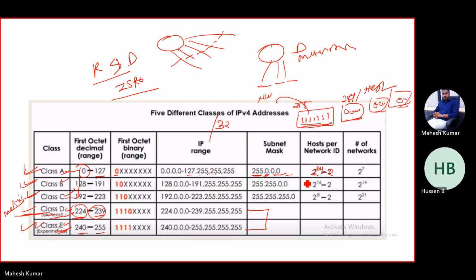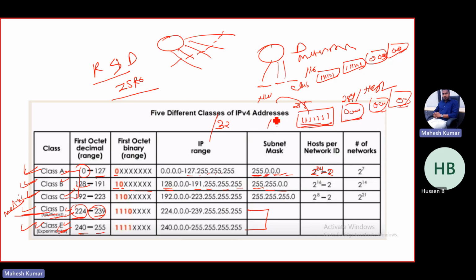In the same way, class B starts with 1, then 0, and the range is 128.0.0.0 to 191.255.255.255. In this case, class B, the first octet is completely one, the second octet is also completely one, the third octet is completely zero, and the fourth octet is completely zero. That's the reason we get this kind of subnetting. So this is slash 16 and class A is slash 8.